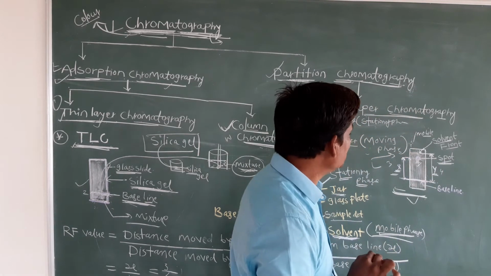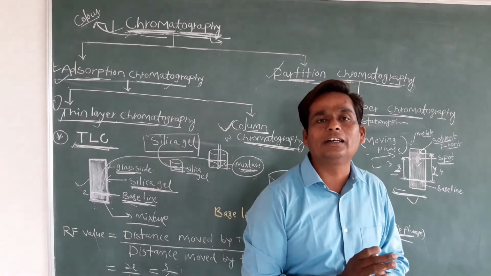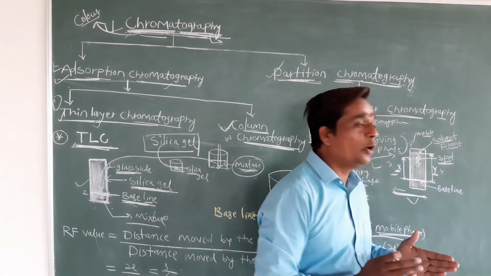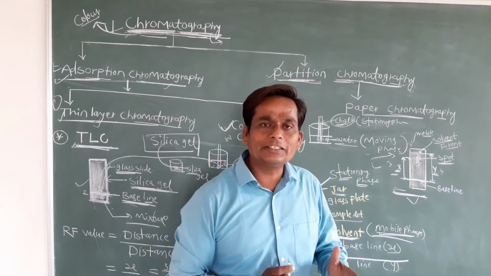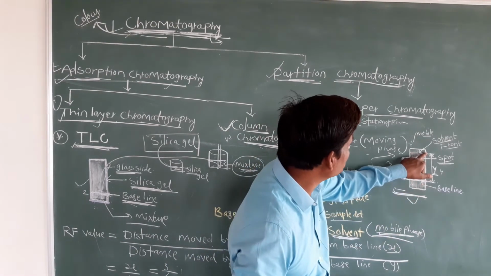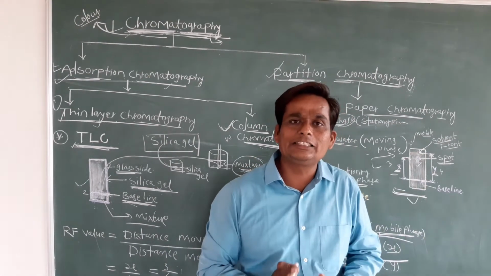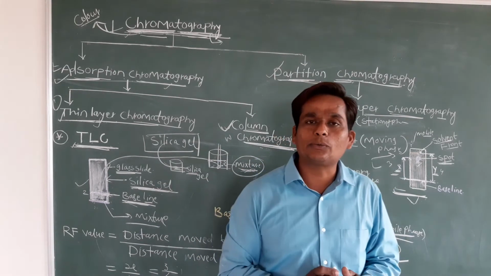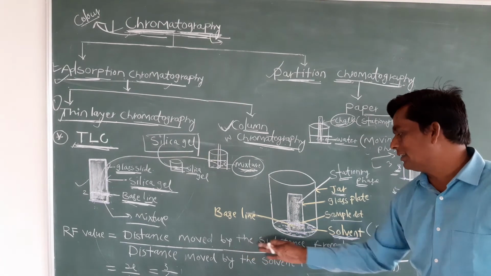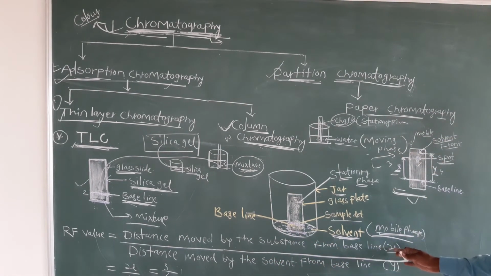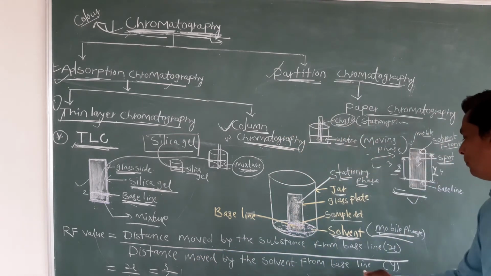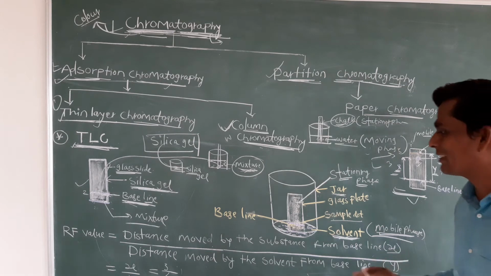Now allow me to explain this much. With the help of this, we can easily calculate the RF value. So RF is nothing but retardation factor. How can we calculate the RF value? The distance traveled by the substance from the baseline divided by the distance traveled by the solvent from the baseline. This is a very easy formula. Here I have written the RF value formula: the distance moved by the substance from the baseline, that is x, divided by the distance moved by the solvent from the baseline, that is y. You can see it is x divided by y.